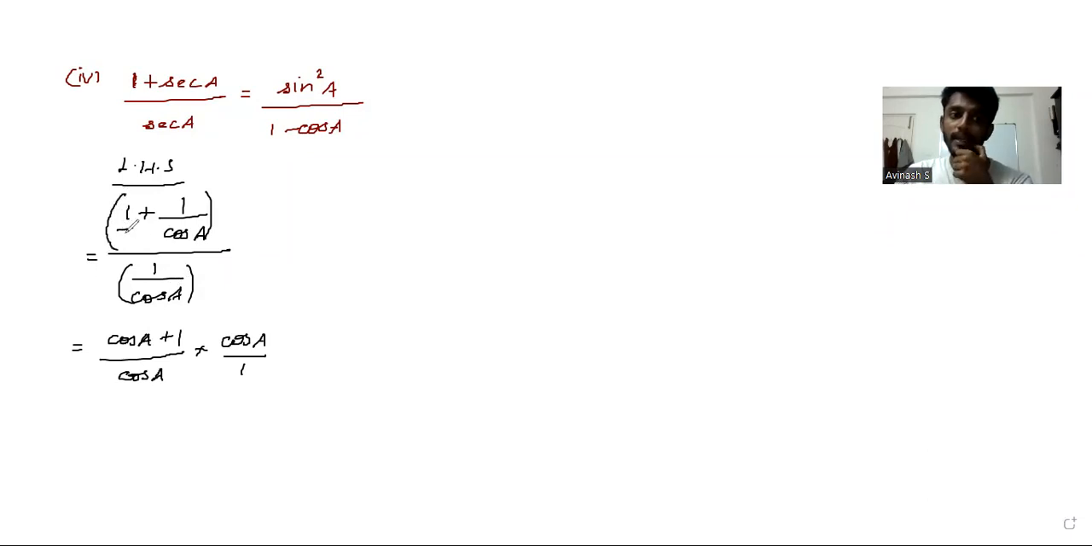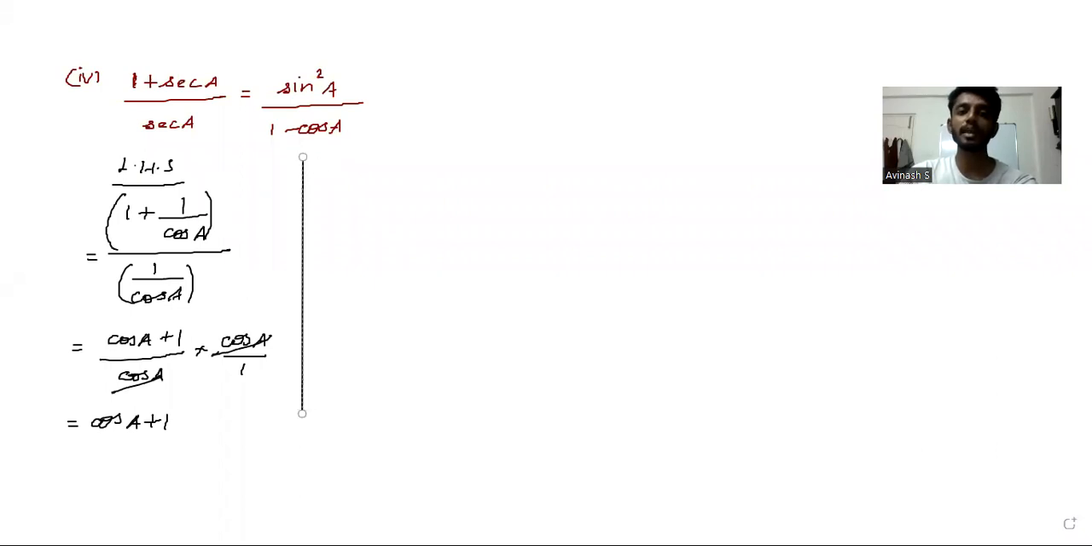And in the numerator, I'm taking LCM, which is cos a, as you can see here. So now you get cos a plus 1 by cos a. And this denominator, I'm taking it to the numerator, it gets reciprocal and it becomes cos a by 1. Now this cos a by 1 and this cos a will get cancelled, leaving you with cos a plus 1 by 1, which is of course cos a plus 1. So this is the simplified version of left hand side.